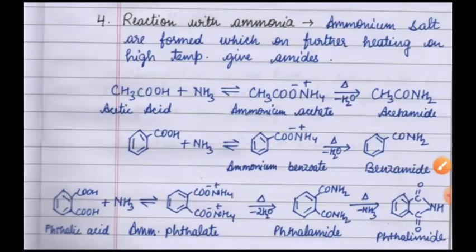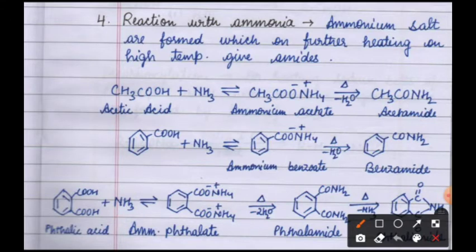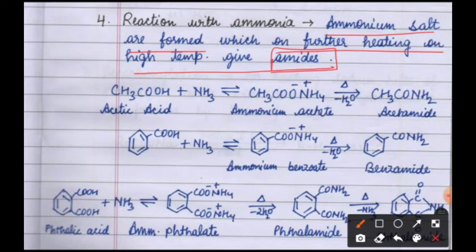Now let us see the fourth and the last reaction of this type, which is reaction with ammonia. Ammonium salts are formed first, which on further heating at high temperature give amides. This is acetic acid plus ammonia. In the first part, ammonium acetate will be formed. This H will move here and attach here, forming NH4+.